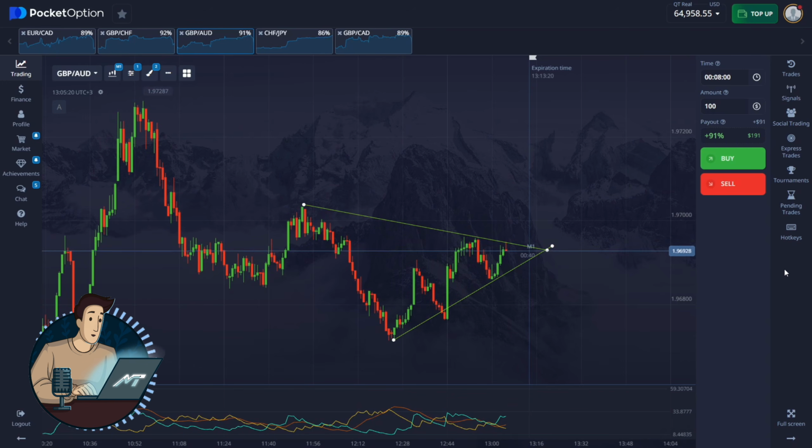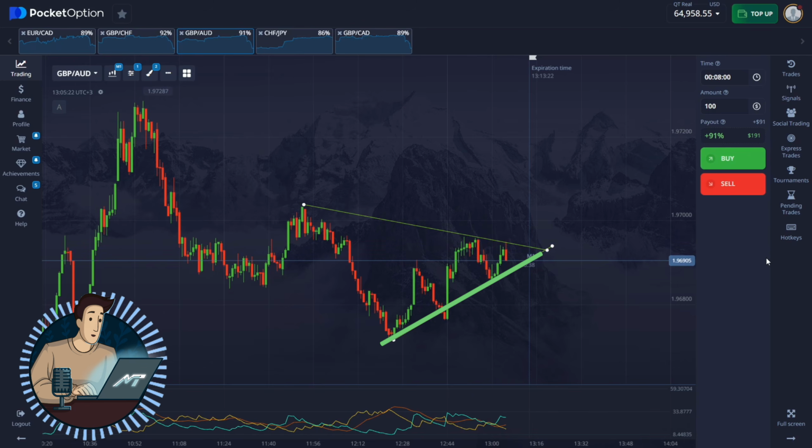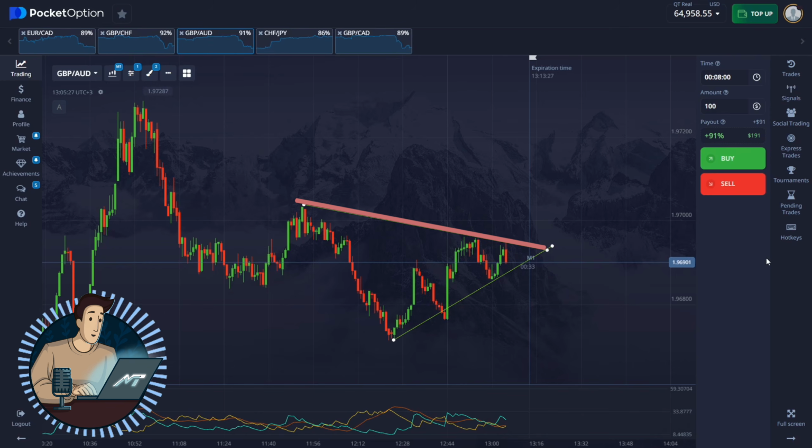Now here's the plan. If the price breaks the lower trend line, I'd wait for a test of the support level before deciding. If it breaks the upper trend line, I'd open a trade upward for about 8 minutes to avoid a false breakout or rebound.